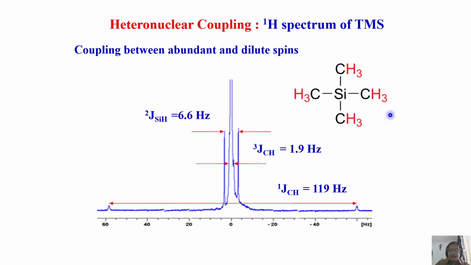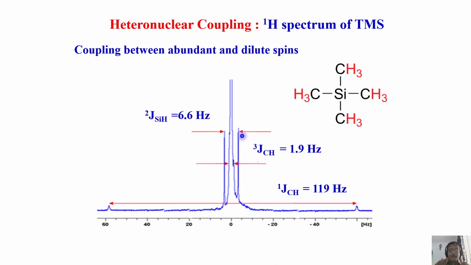If I look at the proton NMR spectrum of tetramethylsilane, the larger component of the proton comes from carbon-12 attached to protons. Carbon-13 coupled to the proton appears as satellites here. Silicon-29 can also couple to the proton, and because of its low abundance, that also appears as satellites here. You can see that as satellites.